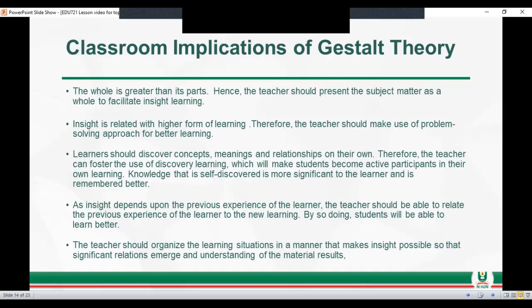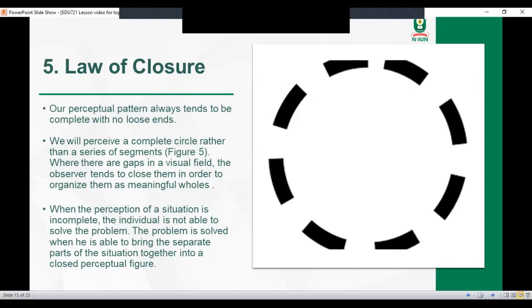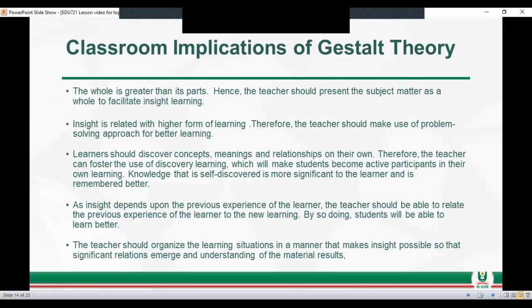Number 4, yes. Let the students discover concepts, meanings, and relationships on their own. You can also use the discovery method. These are strategies of teaching that you can adopt to foster the development of insight in students.